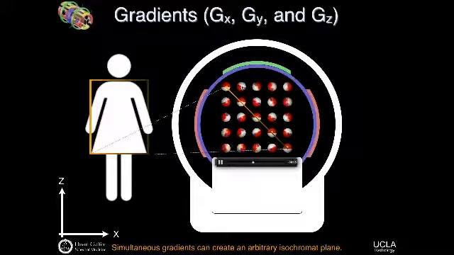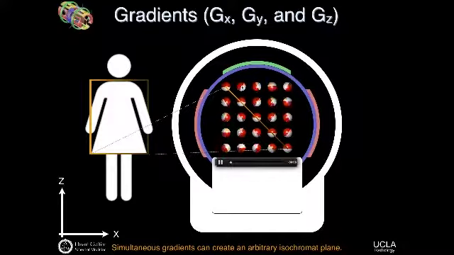Now, as a user, you don't have to do all of that. As a user, there's a graphical user interface, you draw a line, and then behind the scenes, there's a bunch of calculations that say, oh, okay, these are the gradients we need, and this is the frequency we need for our RF pulse, and then we can excite that particular slice. So gradients are the key to spatial encoding for MR.